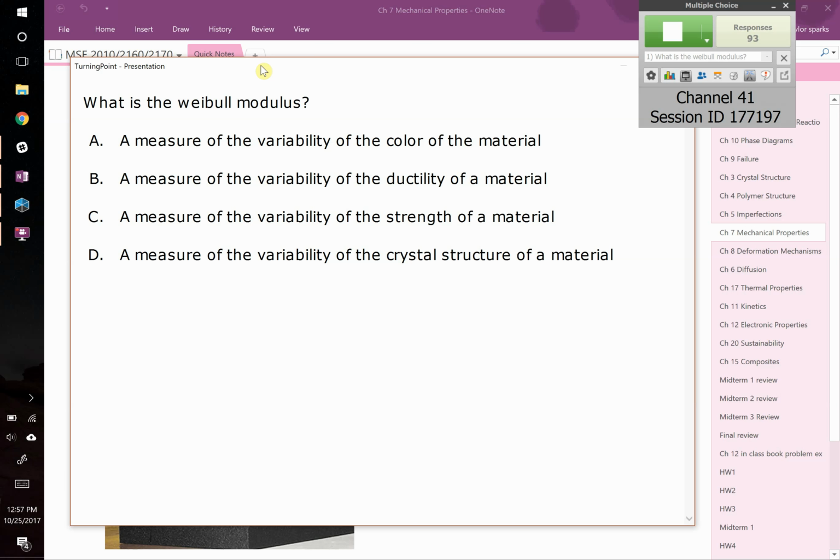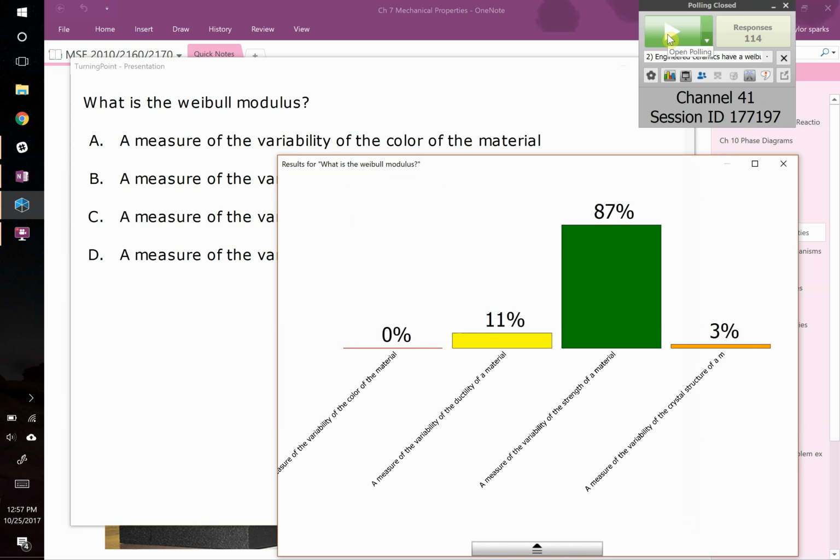Okay, we're going to move to our next question. Weibull modulus. There was a reading. There was a reminder about the reading. We're going to keep going. Good. Either B or C would be a correct answer on this one. C is the more common one, though.